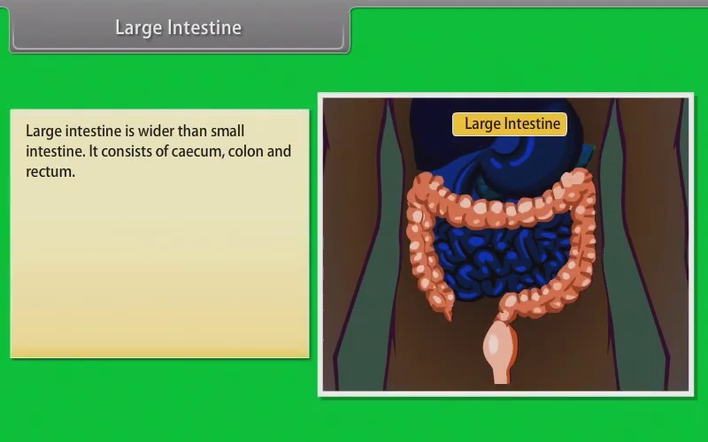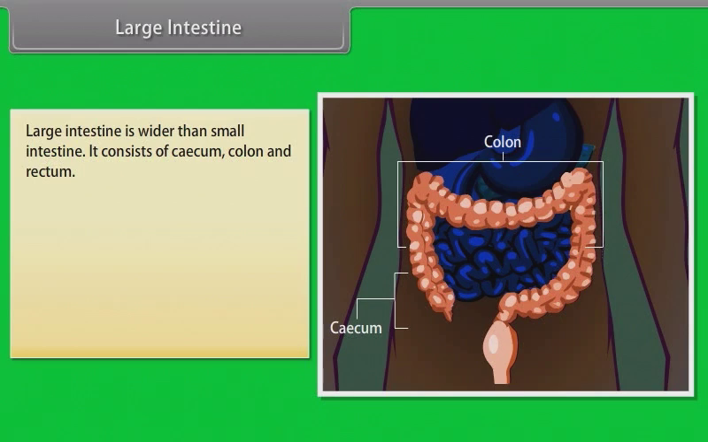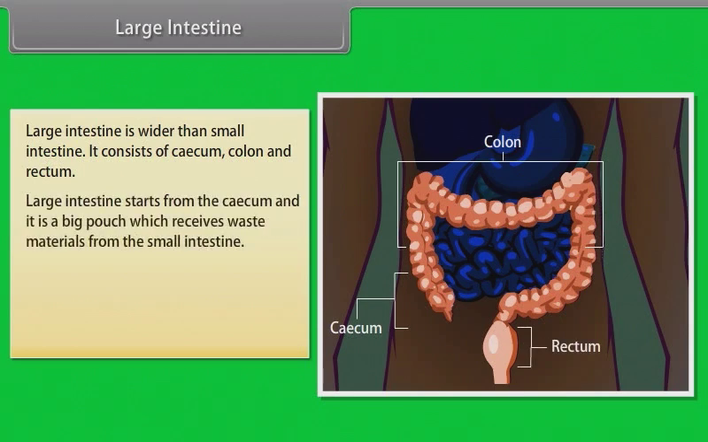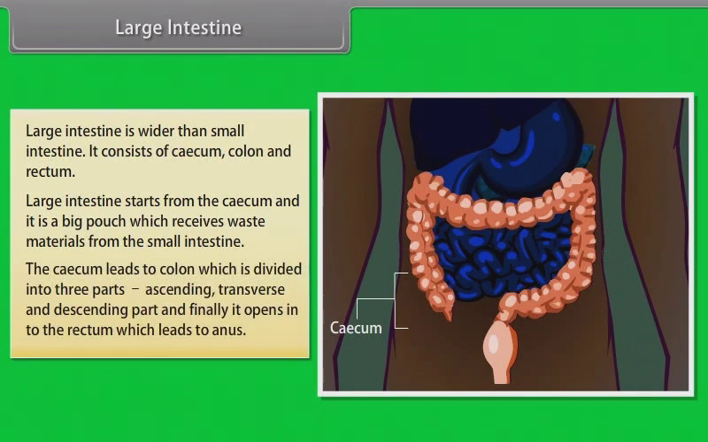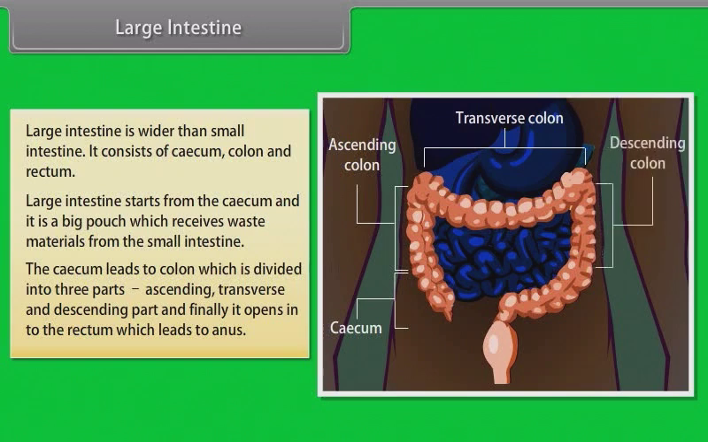Large intestine. The large intestine is wider than the small intestine. It consists of the caecum, colon and rectum. The large intestine starts from the caecum, a big pouch which receives waste materials from the small intestine. The caecum leads to the colon, which is divided into 3 parts: ascending, transverse and descending part, and finally it opens into the rectum, which leads to the anus.